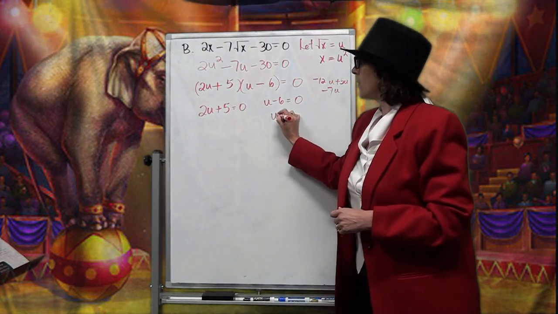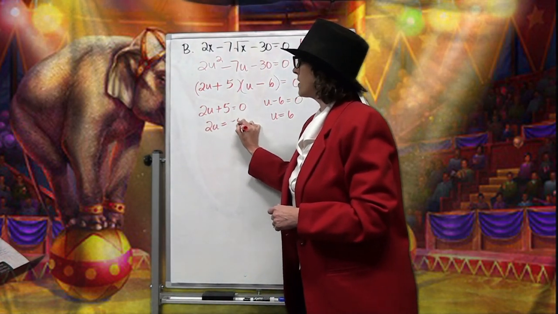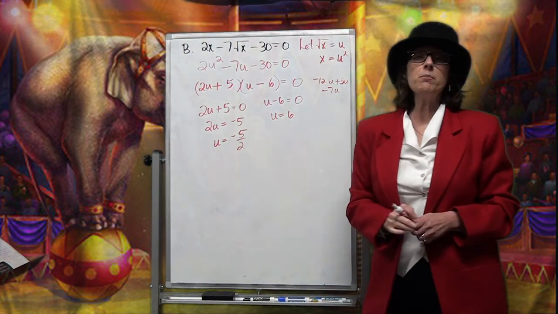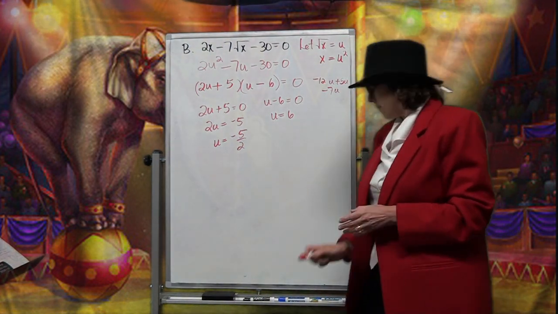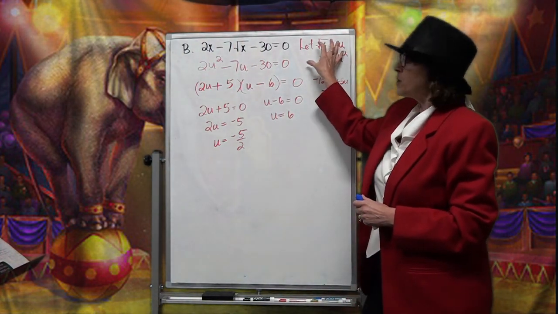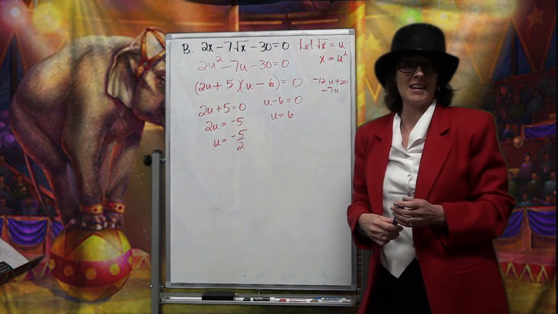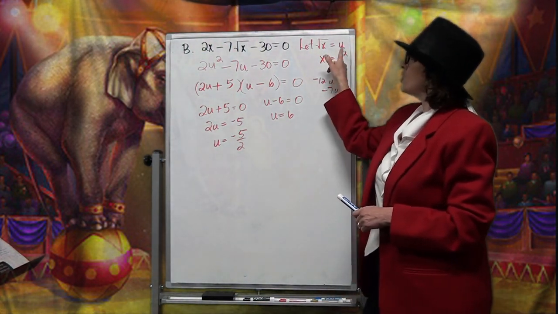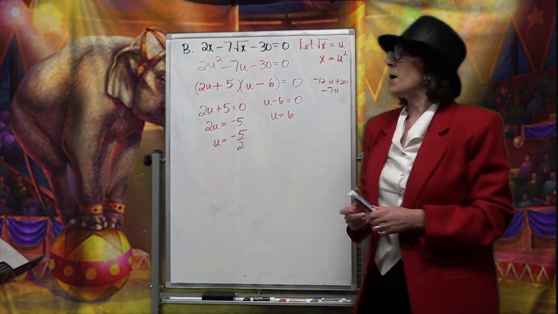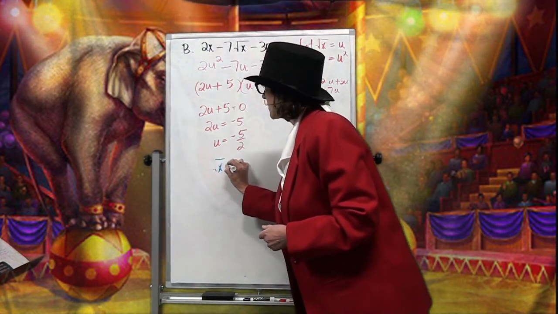Now, if this is 0, u is going to be 6. If this is 0, I'm first going to subtract a 5, and then I'm going to divide by a 2. And I'm feeling pretty good other than, remember, I did not start with a u, I started with an x. So I need to take the substitution that I made and bring it back into the equation so that I can figure out what x actually is. I made a substitution up here that said, let's let the square root of x be a u. But now I'm going to take the u and turn it into my square root of x.